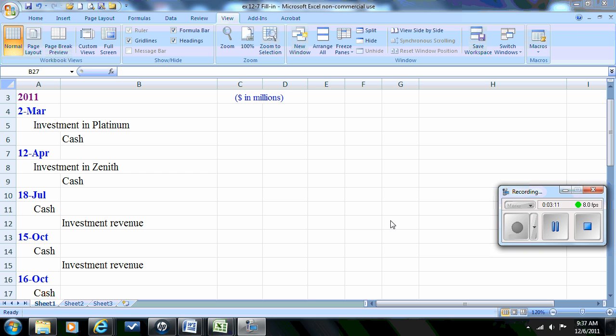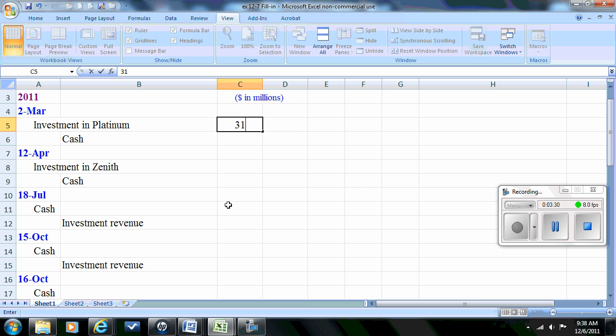Let's begin on our journal entries, and to keep things simple, I'm going to work in millions. On March 2nd, we have our first investment. We paid $31 million for 1 million shares of platinum. So we're going to increase our investment account by 31, and we're going to reduce down cash for 31. So we have a trade in assets.